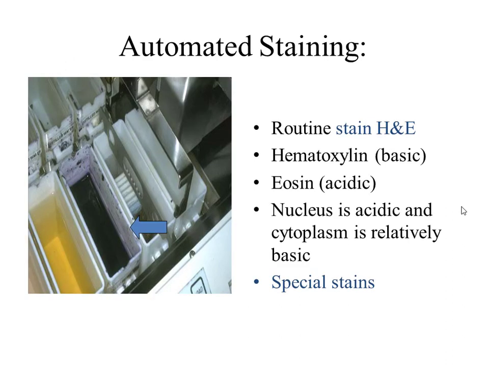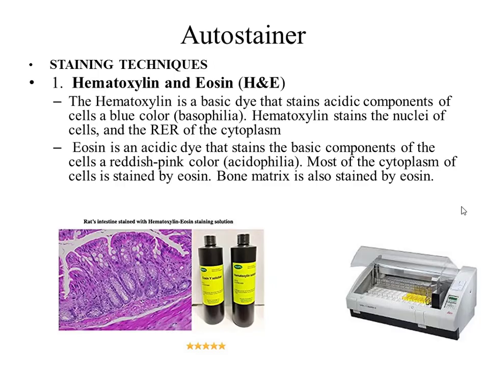We may use automated staining or hand staining, but of course in a normal laboratory we have special machines which stain the histological slides. More often used is routine hematoxylin eosin staining. Hematoxylin is basic, eosin acidic. Nucleus is acidic and cytoplasm is relatively basic. Sometimes we also may use special staining if we need it. Here you can see an autostainer. That is a machine which is programmed and stains the slides.